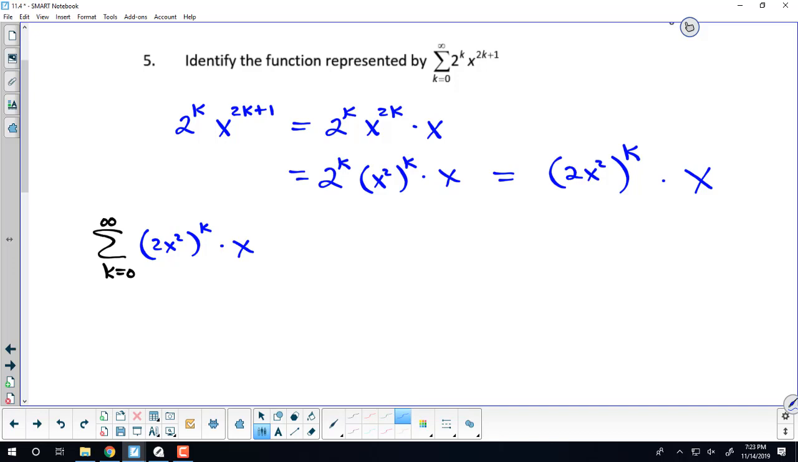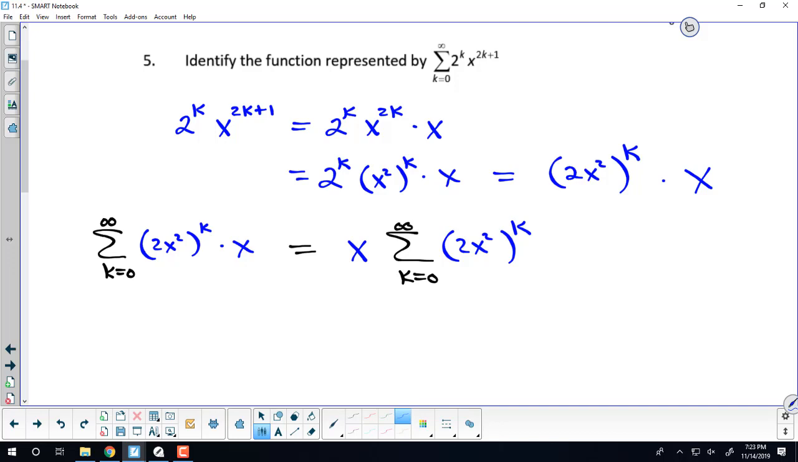And notice that the x we're multiplying by didn't have a k associated with it, so we might as well just put that out front. What about this piece here, this 2 times x squared to the power of k? Yeah, you could look at it as a u substitution. If that were u to the k, what kind of series are we looking at here? It's geometric, right?